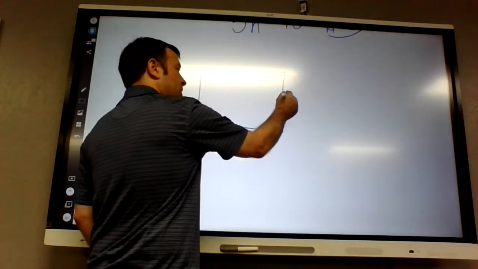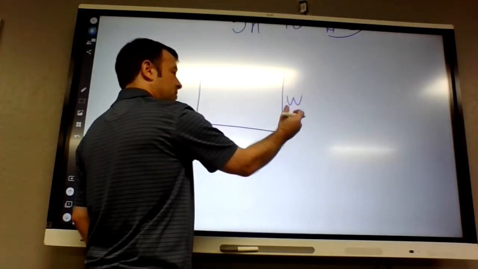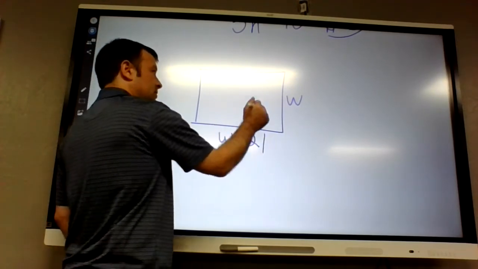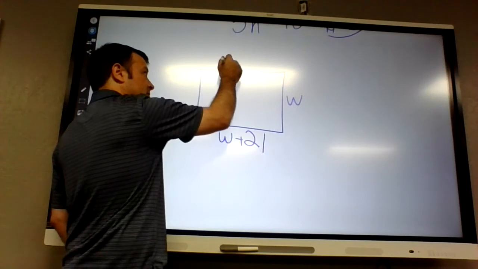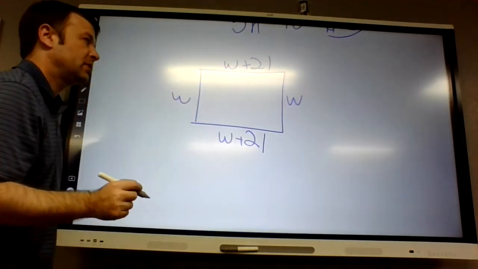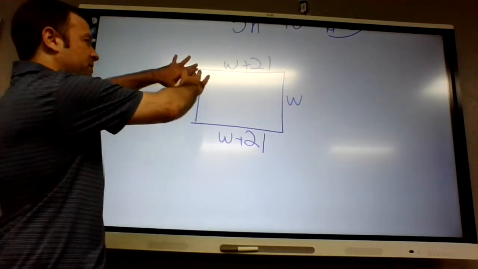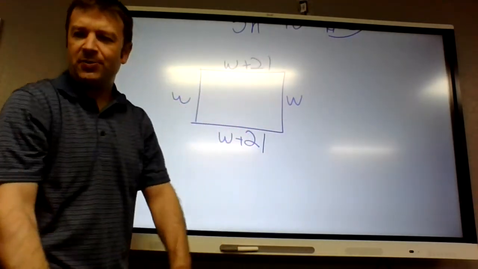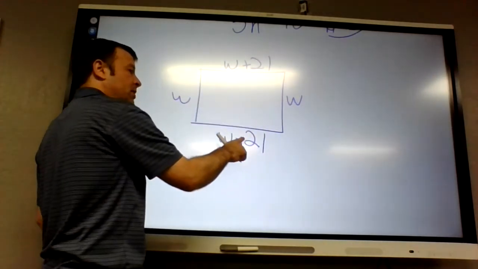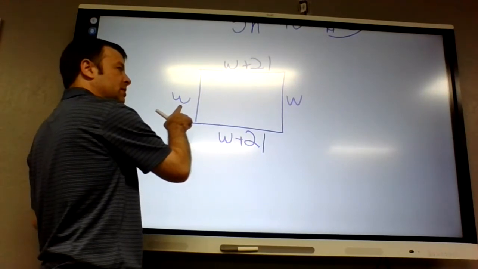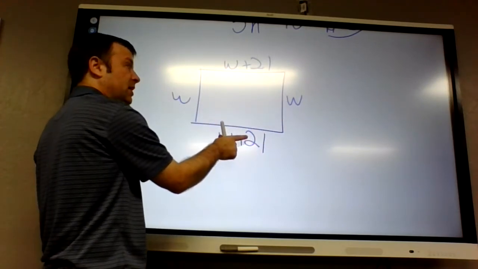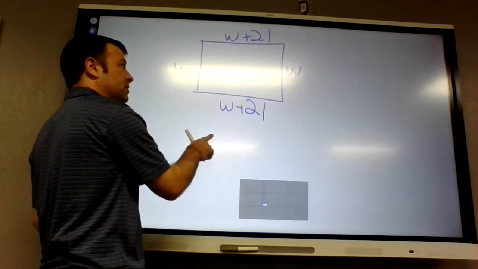So if I call the width W, the width is usually the short side. What could I call the length? W plus 21. Right. So what would this top one be? W plus 21. What would the left be? W, because it's a rectangle. And all that combined, it says all this is supposed to be fence. And how much fence did we have? 114 feet. So how are these related to the 114? When you add them together, they should add up to how much fence we have. So all these should add up to 114.